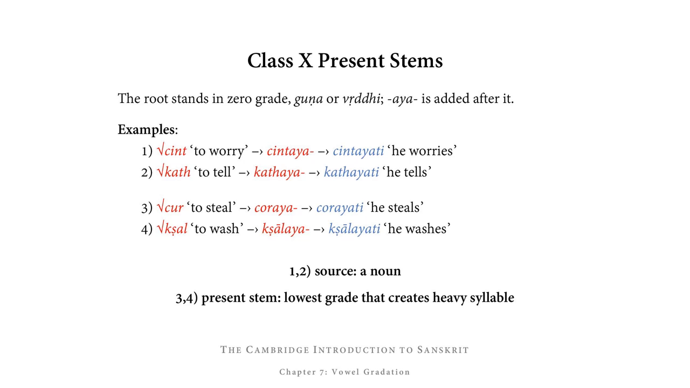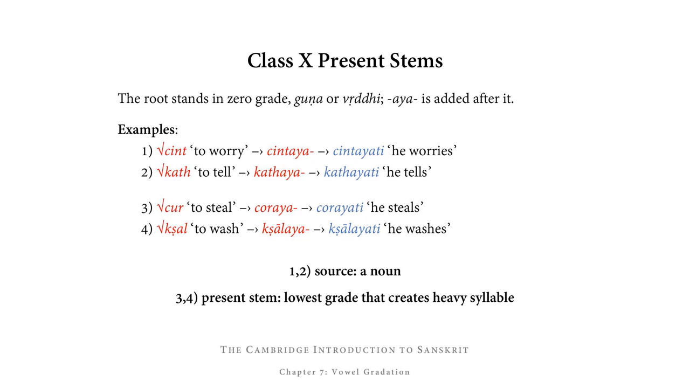And in the actual verb, the grade that the root in quotation marks stands in is just the exact same grade that the noun also stands in. So chinta, chintaya, kata, kataya. Then there also are a number of verbal roots in class 10 that are not based on nouns. And in those roots, what happens is that they are strengthened so much that in the stem, the root syllable, the first syllable, is long or is heavy.